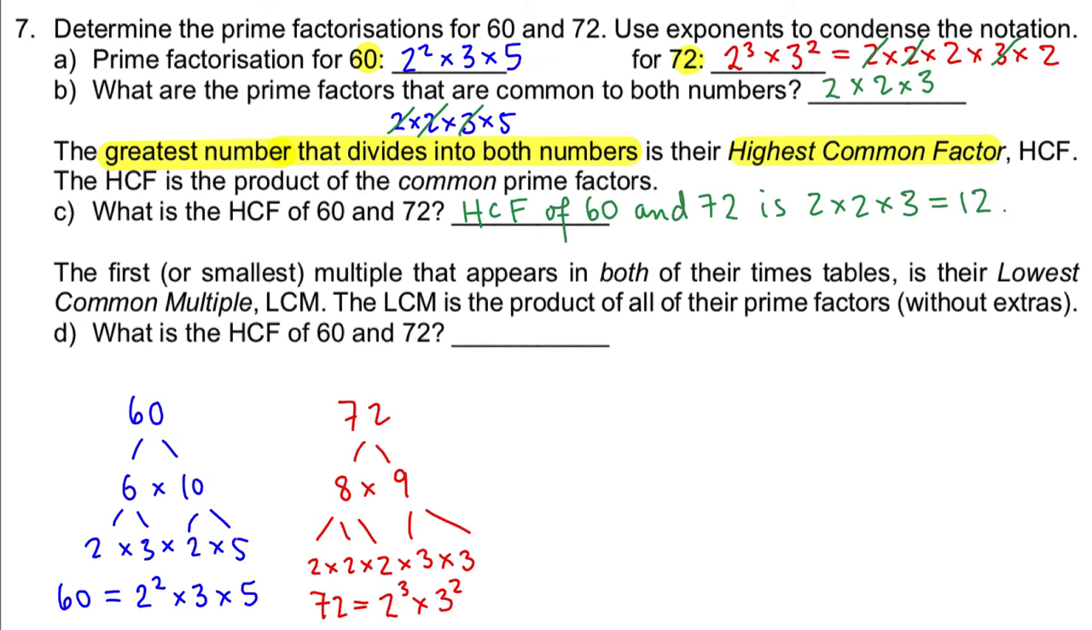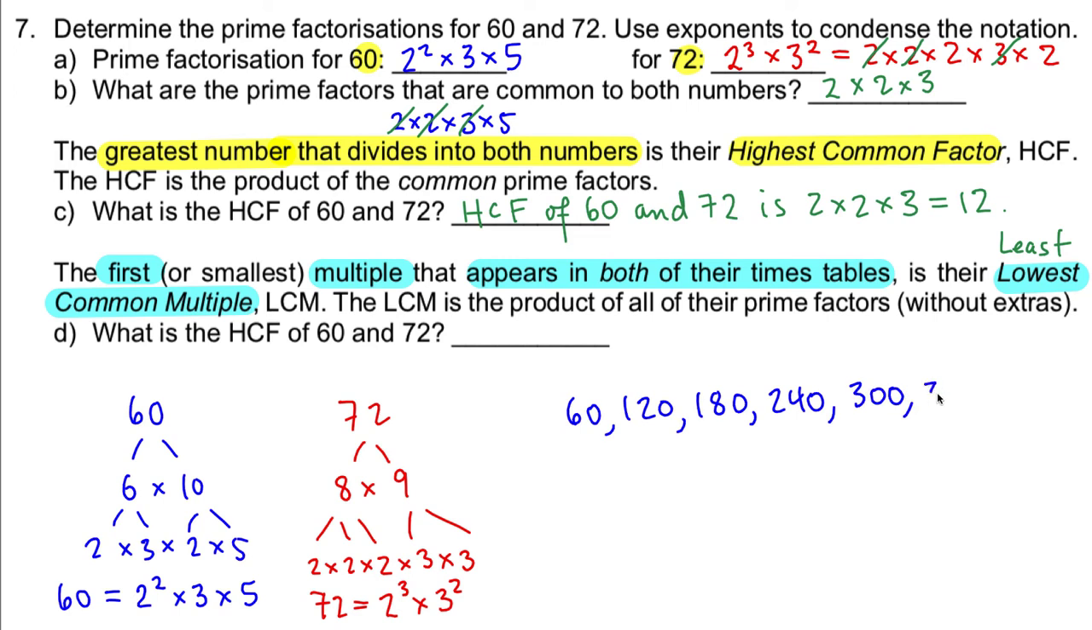Now, we're looking also at something different, the first or the smallest multiple, the first multiple that appears in both of their times tables, and that's called the lowest common multiple. Sometimes the L in LCM stands for least or smallest common multiple. So if we were to write the times tables out for 60, we would do things like 60 times 2 is 120, 60 times 3 is 180, times 4 is 240, times 5 is 300, times 6 is 360, times 7 is 420, and I'm running out of room, but it would go on.